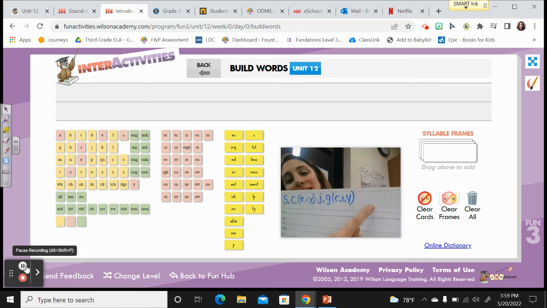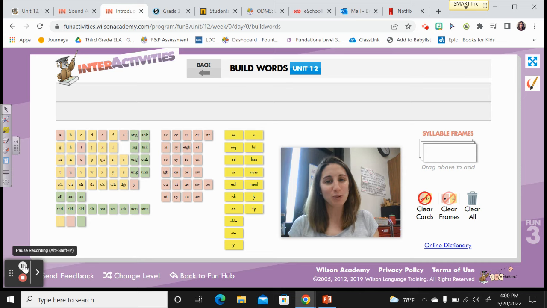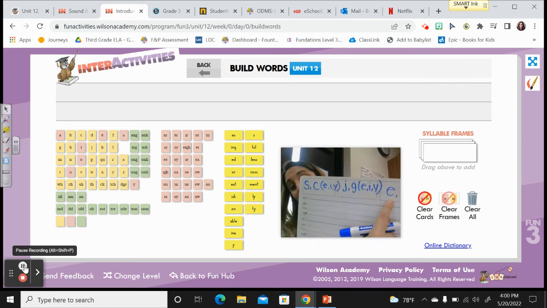J, jug, J. But G also says J when it's followed by E, I, or Y. Super. Okay, last one is eh. Say it. Eh. Two things. Pause the video and try it. Okay, you know since kindergarten what short vowel says eh. Right, E, ed, eh. And then in third grade, what's our new vowel team? E, A, bread, eh. Excellent.